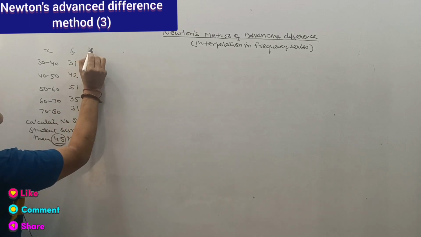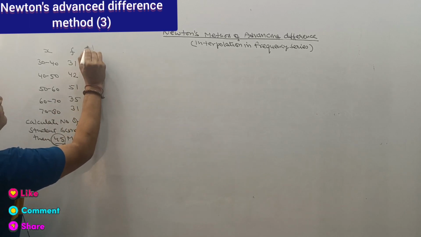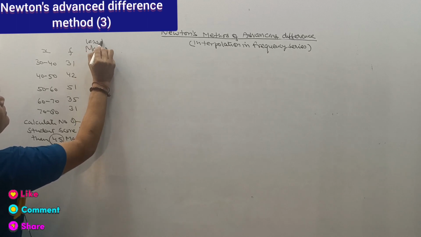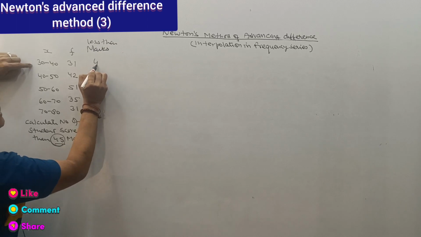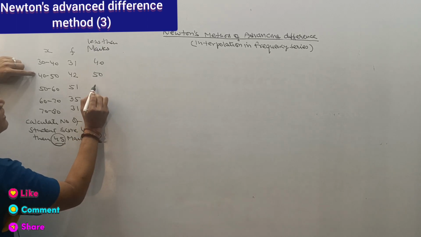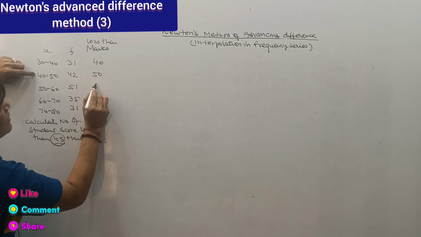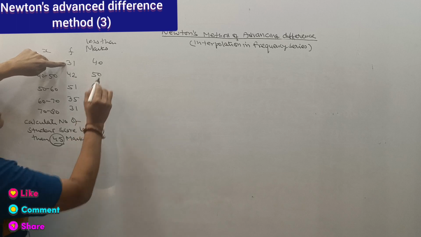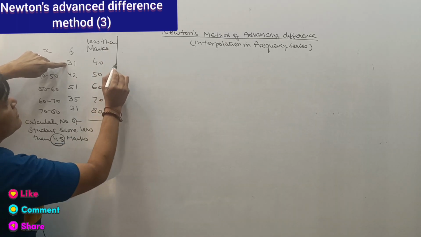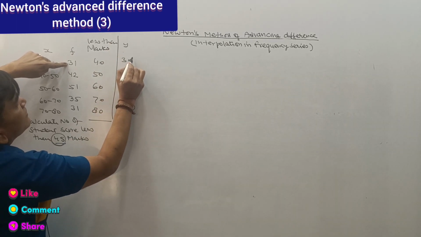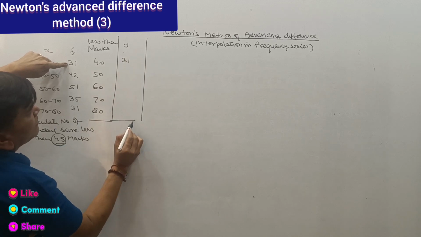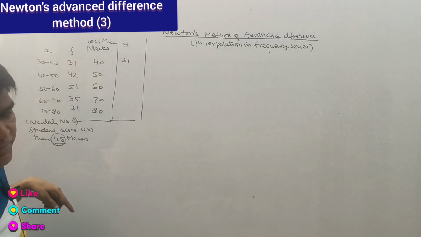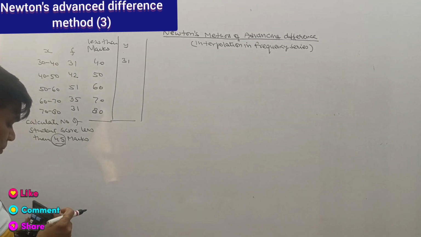So firstly we change the series to marks less than 40, less than 50, less than 60, less than 70, and less than 80. So this is our X series. The Y series: marks less than 40 is 31. Less than 50 is to be calculated.